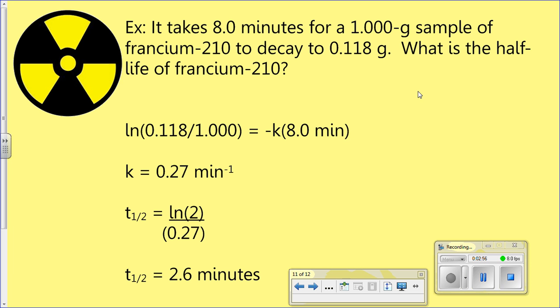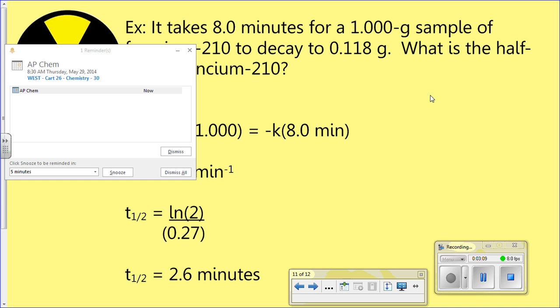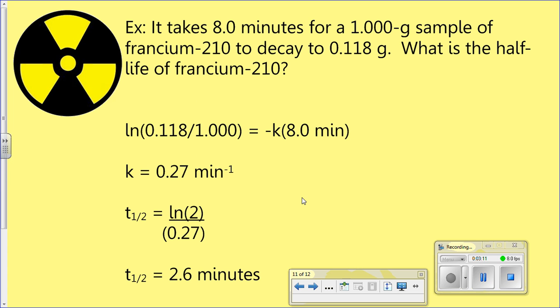So we can take the natural log of the 0.118, the amount that remains, over the original amount, over 1 gram, set that equal to negative k times the time it took in order to decay to those quantities, 8 minutes. When you solve that, we take the natural log of 0.118 over 1 and then divide by 8 minutes, change the sign, you get a k that is equal to 0.27 inverse minutes. Again, it's inverse minutes because the time here was in minutes. If this were in seconds instead, k would be in inverse seconds.